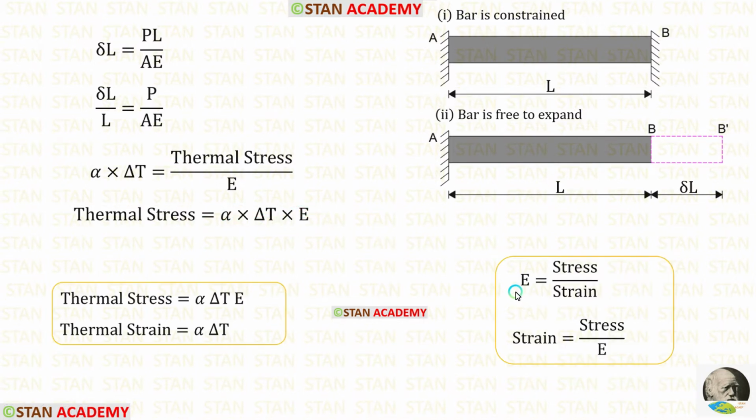We know that Young's modulus E is equal to stress by strain. So strain is equal to stress by E. Using that concept, we can find thermal strain, which is equal to alpha into delta T.